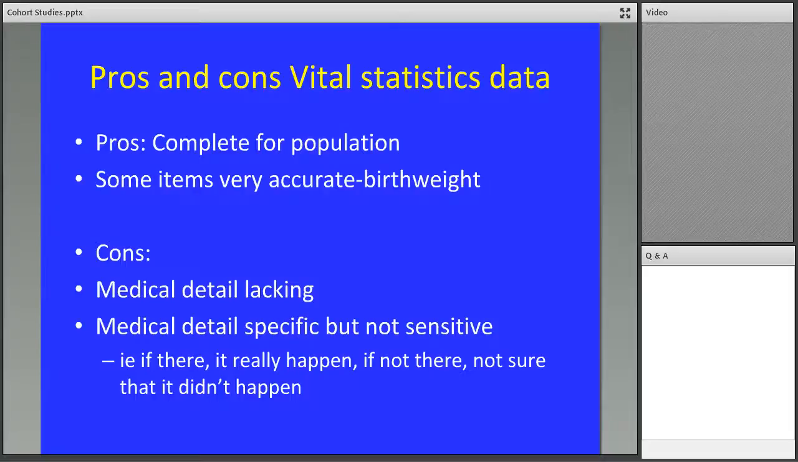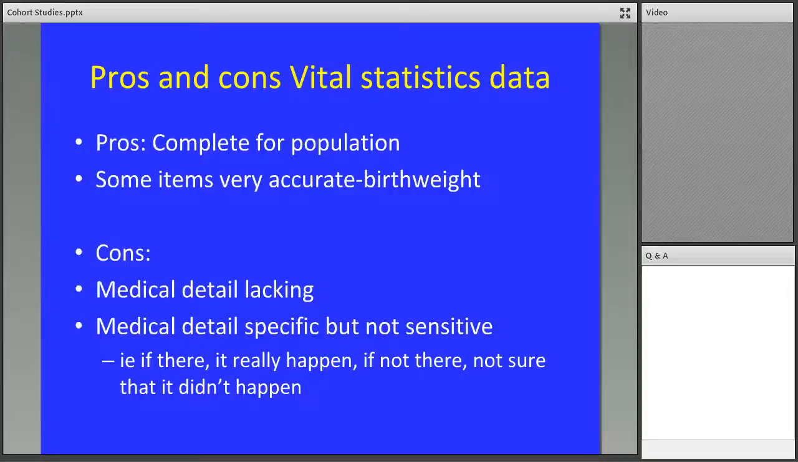So what are the pros and cons of vital statistics data? The pros are, at least in America, it's complete for the population. 99 point, I forget exactly, but 99 point something percent of the population deliver in a hospital and have a birth certificate. And so you get a lot of data from them. Some items are very accurate. For example, birth weight down to the gram is very good.